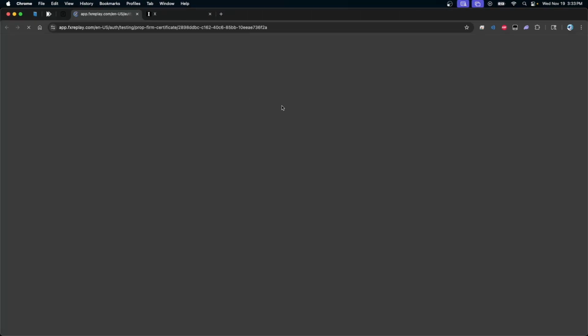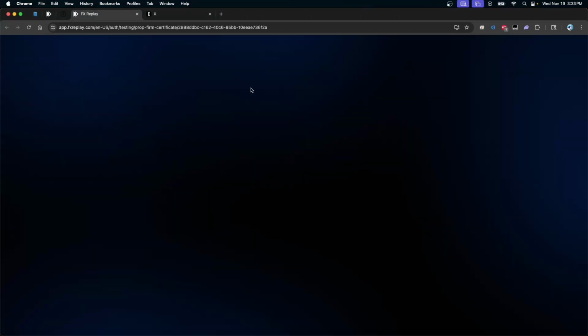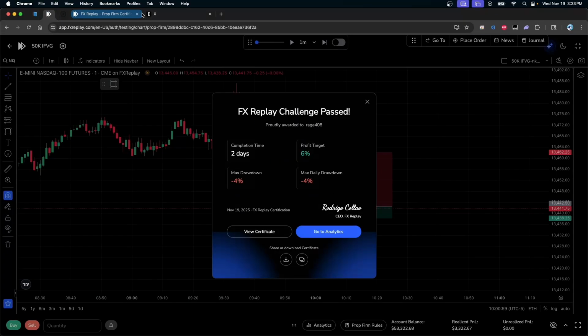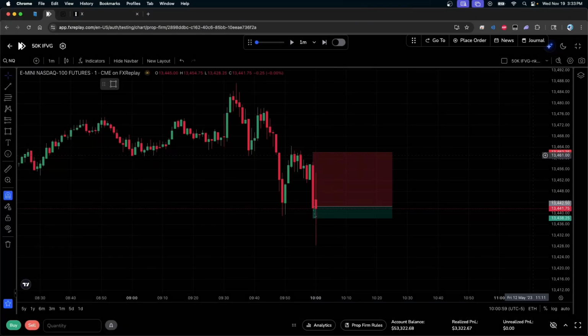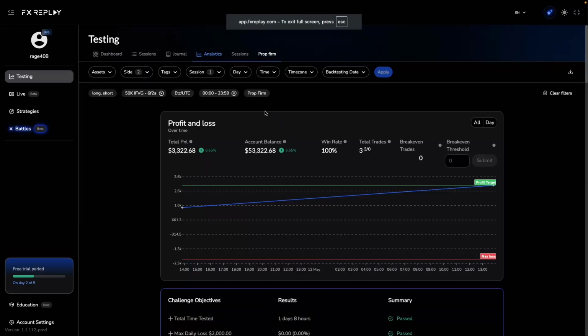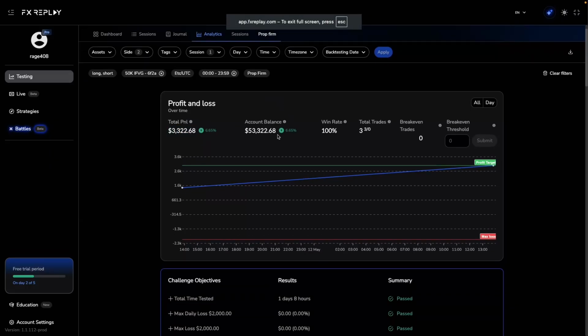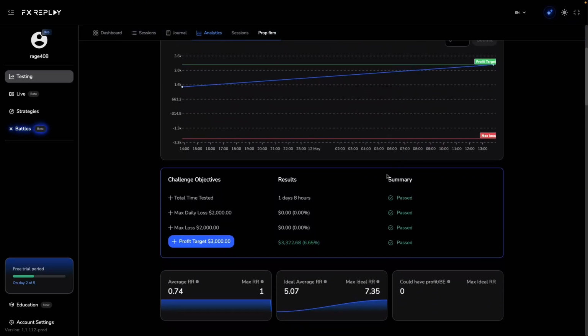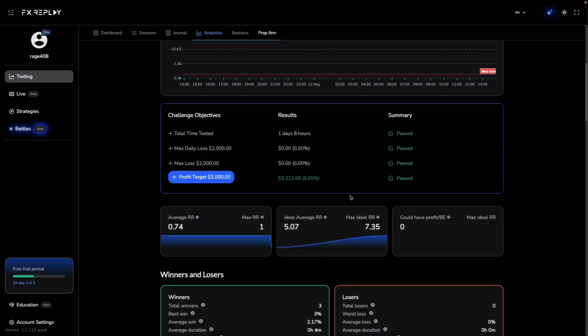Let's do the certificate. FX Replay challenge. Okay. I've never seen that before. It's kind of cool. Let's go to the analytics here. Okay, so boom, 3K. 100% win rate. Only three trades. One of them was break even, pretty sure. Oh no, 3 trades because I took 2 and then that last one, yeah. Okay, so I mean that's how you pass your account in 2 days using just IFVGs.